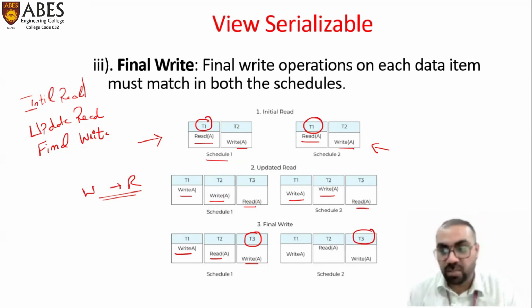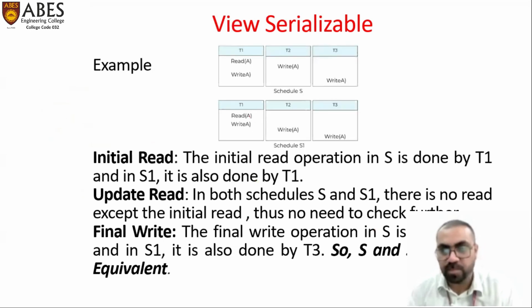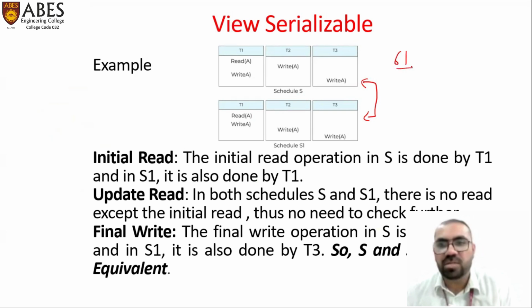Now let us check an example and find out how we proceed to check view equivalence. Okay, now let us take this example. We have S and we have S1. There are three transactions, so we have 6 factorial, that is 6 serial schedules: S1, S2, S3, S4, S5, S6.